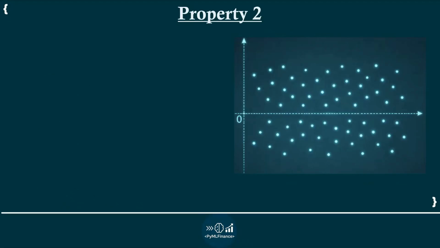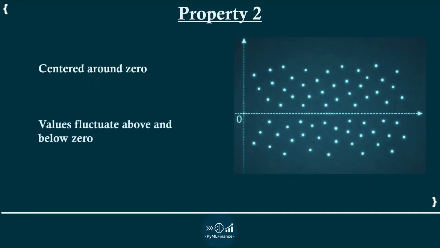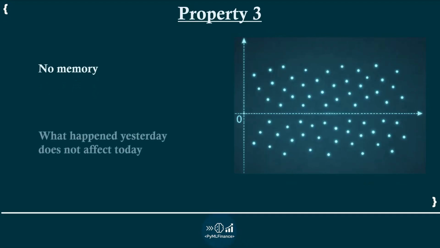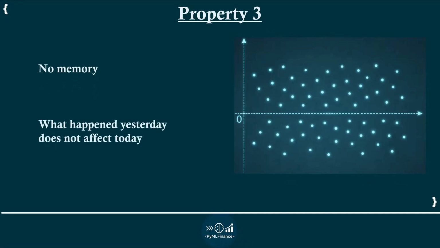The second property is that it is centered around zero. Values fluctuate above and below zero, but on average, they balance out. The third property is very important. White noise has no memory. What happened yesterday does not affect today. Each observation is independent here.